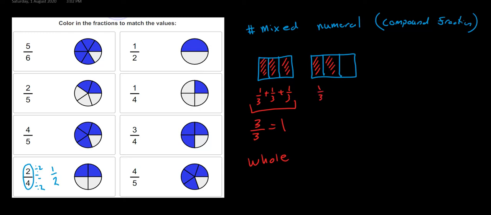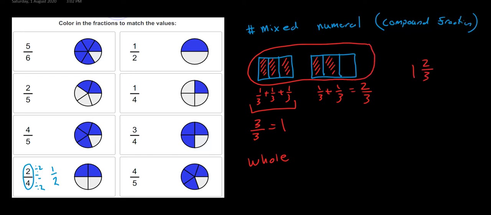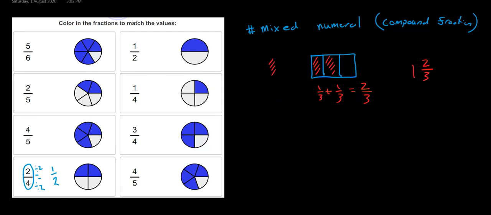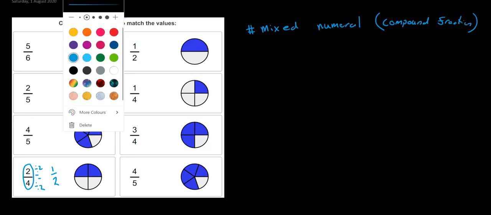Here we have a third plus a third, which is 2/3. So if we were to express all of this as a fraction, you would have 1 and 2/3. Okay, so I would like you to visually draw these 4 mixed numerals.